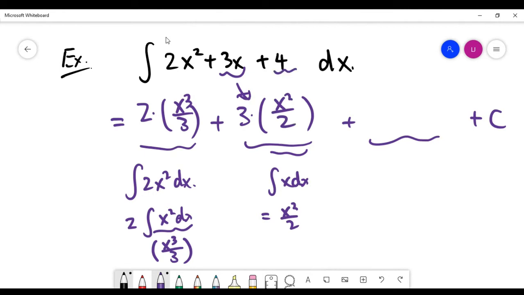And for the last term, you have to make a guess. Whenever you are integrating a constant, it becomes 4x, right? So I can just put 4x here. And this is basically the end of this problem.